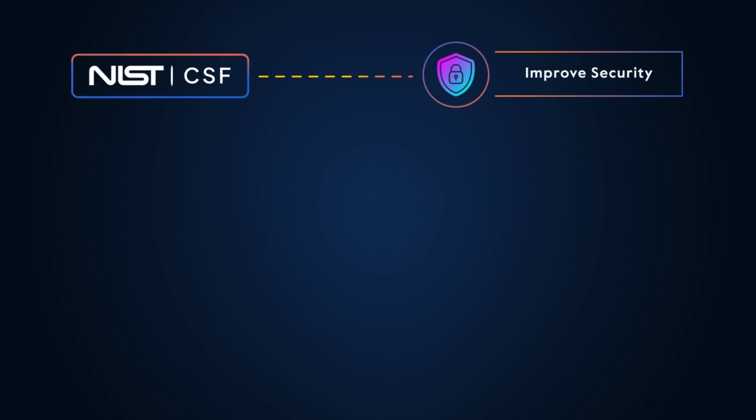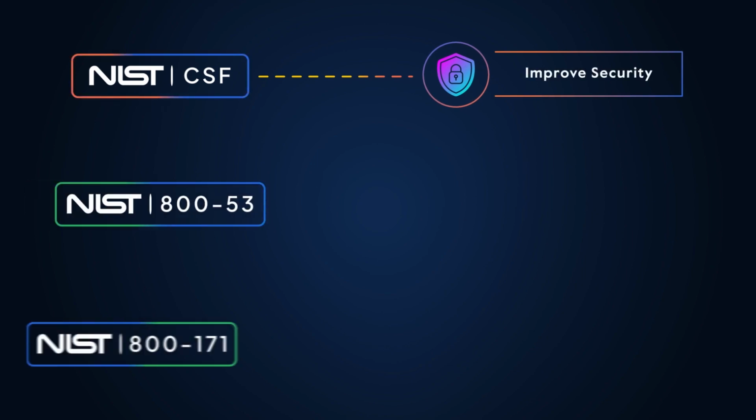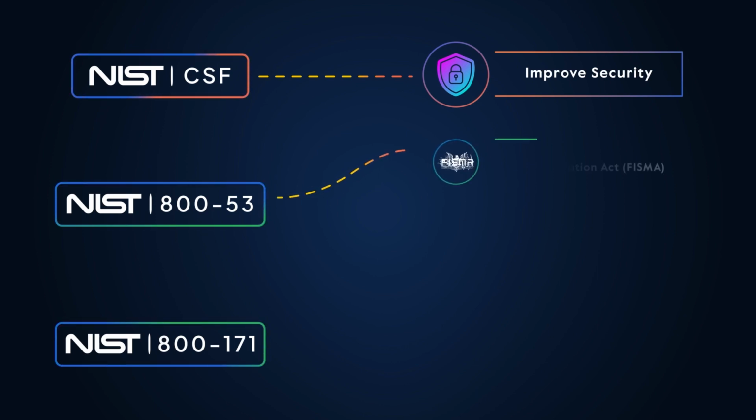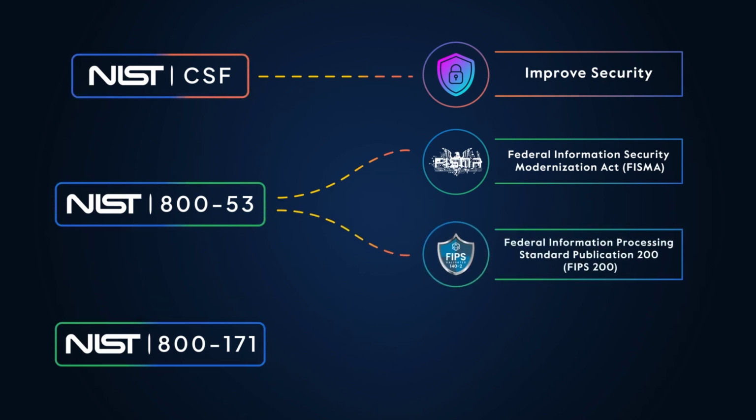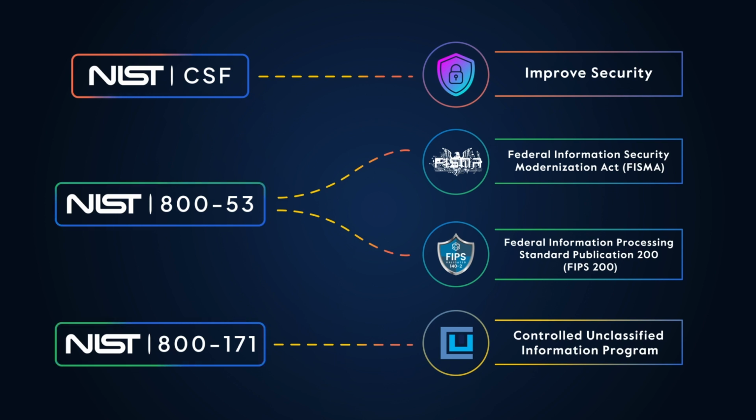The final difference is what these frameworks, once implemented, help you achieve. While NIST CSF helps companies improve their security, NIST 853 and NIST 800-171 go one step further. Being NIST 853 compliant means that companies are now in line with the Federal Information Security Modernization Act, also known as FISMA, and with the Federal Information Processing Standard Publication 200, also known as FIPS. NIST 800-171 allows companies to stay in line with the Controlled Unclassified Information Program.